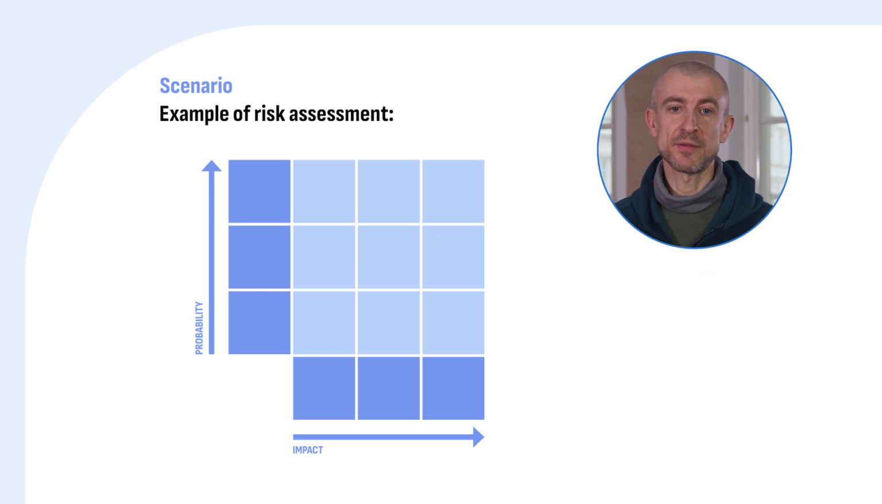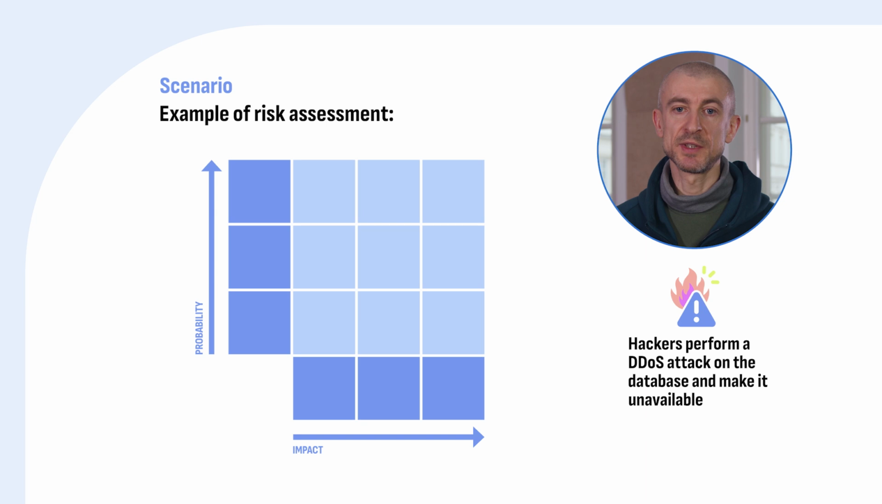Let's now look at another threat. Hackers perform a distributed denial of service, DDoS, attack on the database and make it unavailable. Since there were such cases in the past, we would say the probability can be assessed as high. Given that a big chunk of the work of the organization depends on the database, and it is essential to keep it up and running, the impact of this threat would be high too. So this would again be considered a high risk.